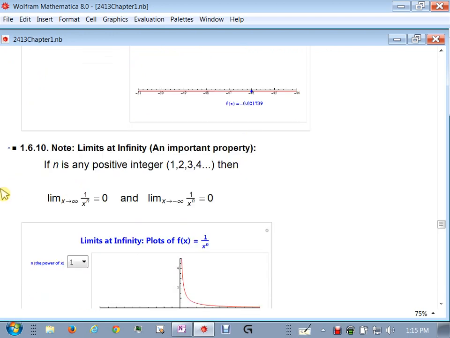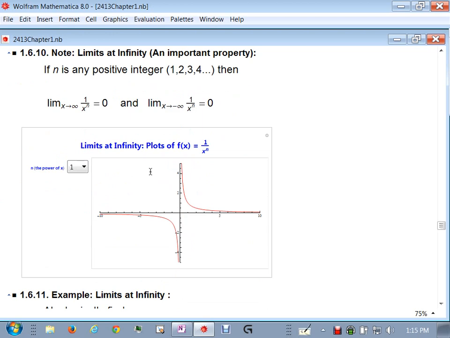And then what we get is our first major idea, a formula that we need to make sure we're all comfortable with. If n is any positive integer, then the limit as x goes to infinity of 1 over x to the n, or the limit as x goes to negative infinity of 1 over x to the n, both go to 0. Now here's the way I want you to understand this.